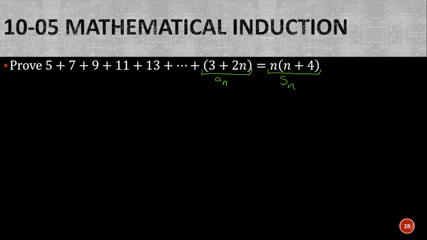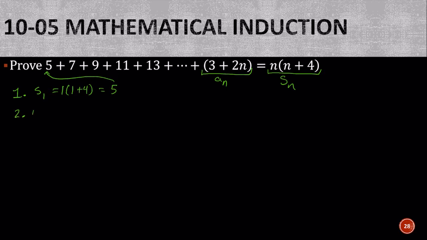All right, so now we're supposed to follow the steps. Step 1 is to show it works for n equals 1. So the sum of 1 would equal n, so it's 1, times n, which is 1, plus 4. So I just took my sum formula and I plugged in a 1. And that gives me 5. Look at that. It matches the first term.